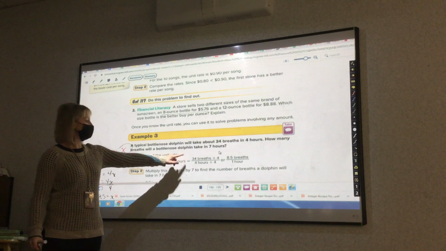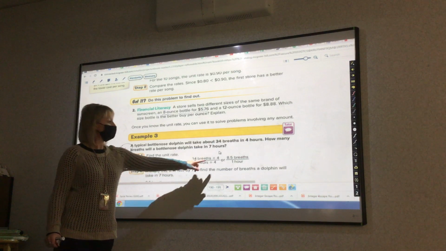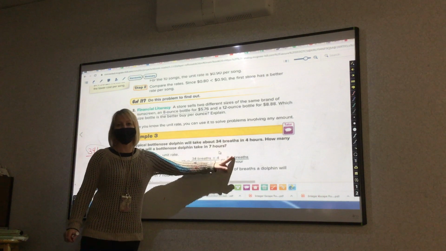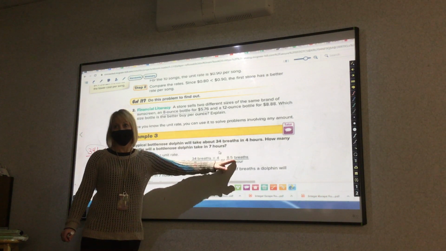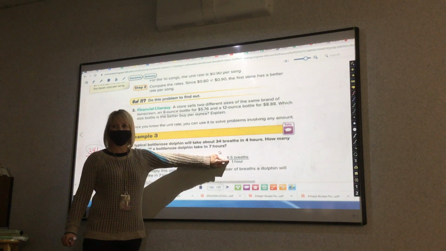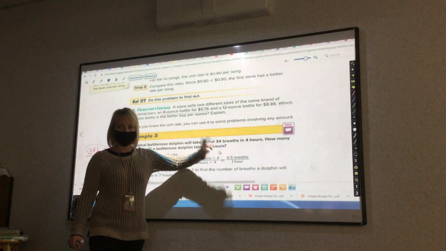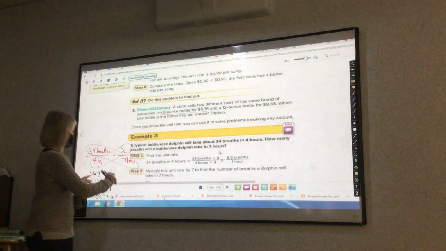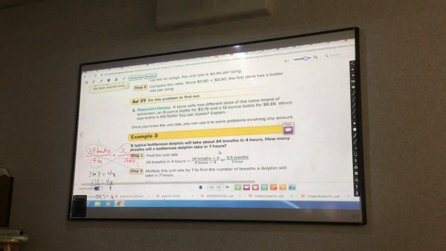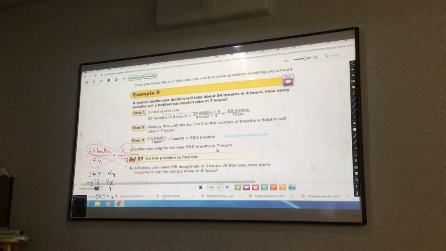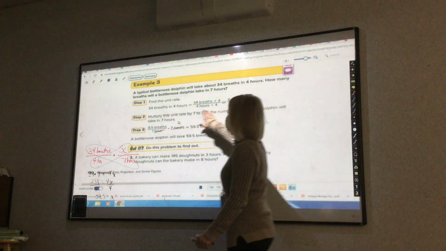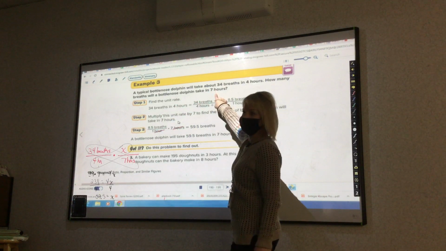Let's take a look and see how they showed it. They have 34 breaths to 4 or 8.5 to 1. They made it the unit rate to begin with. You guys understand that? They took the 34 divided by 4, which is 8.5. Okay, do you guys see? We did it after setting this up, a little bit different. And then they took the 8.5 breaths, because it's per hour, they multiplied it by the 7 hours.